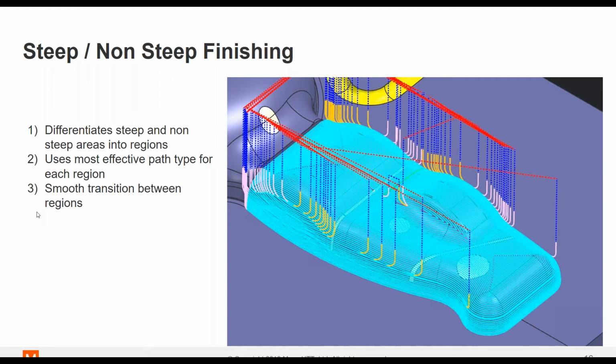As you see here in the image, around the outside, we're using a zig toolpath, but as we get up on top, we're doing more of a periphery move to work our way inward. And then we want to be able to make a smooth transition between those regions. Let's look at how NX helps you do that.